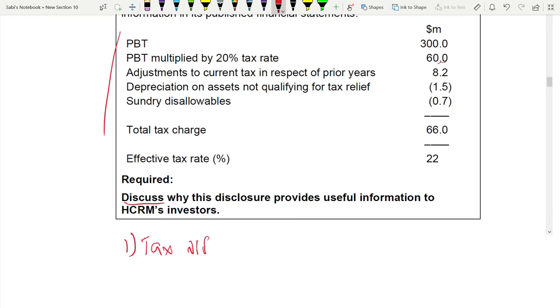difference, 20% and 22%. You are going to first talk about this issue in the first paragraph. So this gives you an idea why the effective tax differs from the statutory rate, that is 20%.